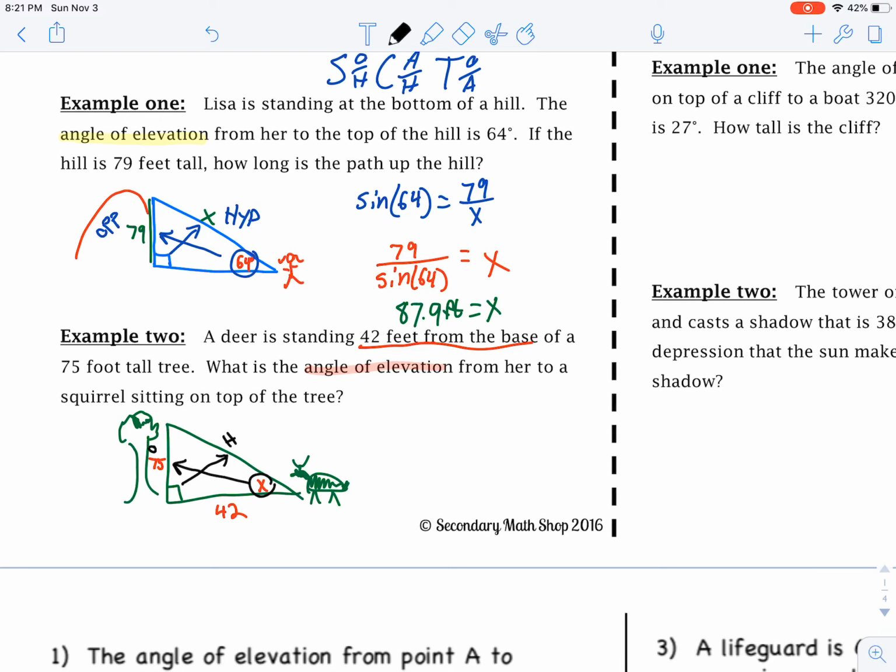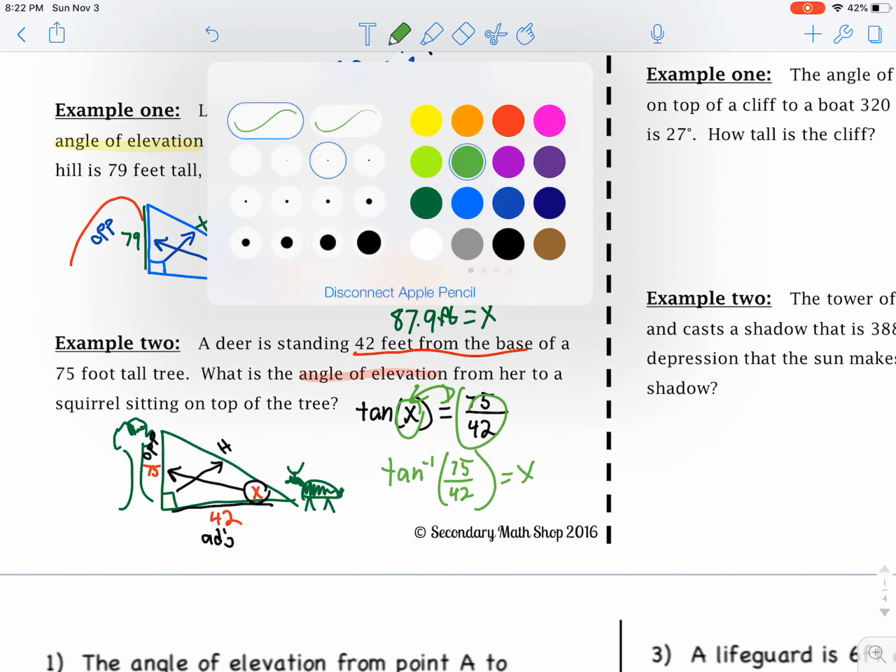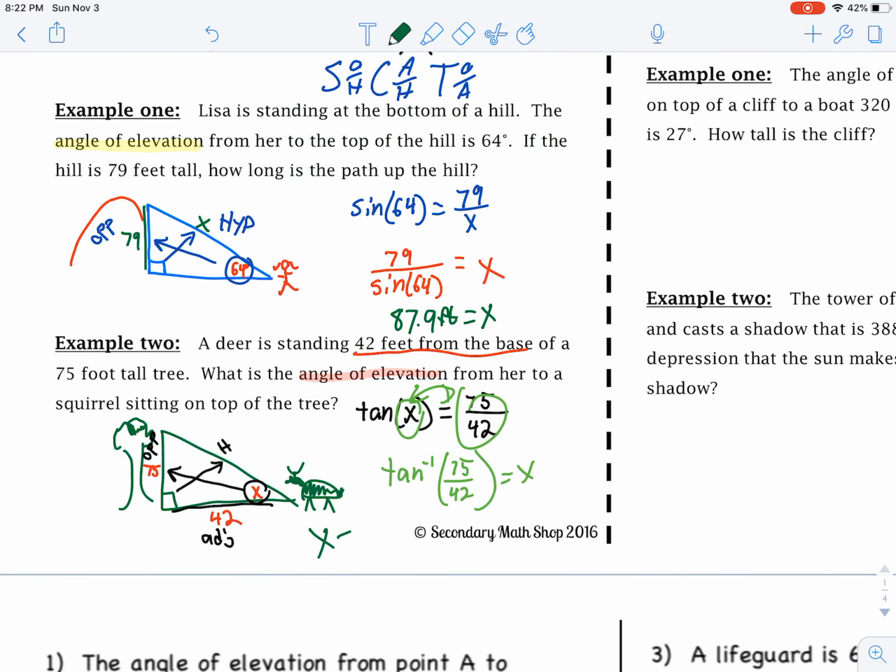Alright, is x up high, down low, or inside? X is inside, so we circle, circle, switch, switch. And then we rewrite the inverse, so tangent inverse, and we write 75 over 42 equals x. Okay, and then go ahead and type that in your calculator and tell me what you get. I'll give you guys a second. And we get x equals 60.8 degrees because we're finding an angle.